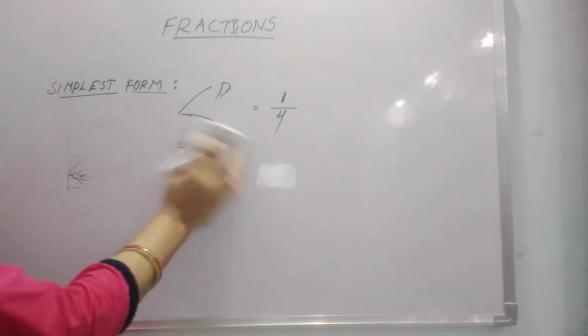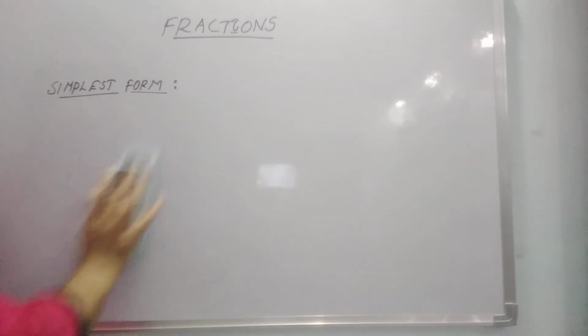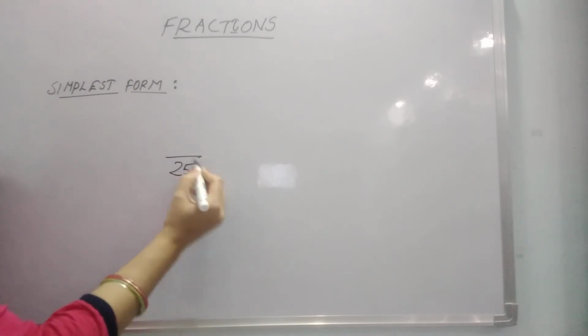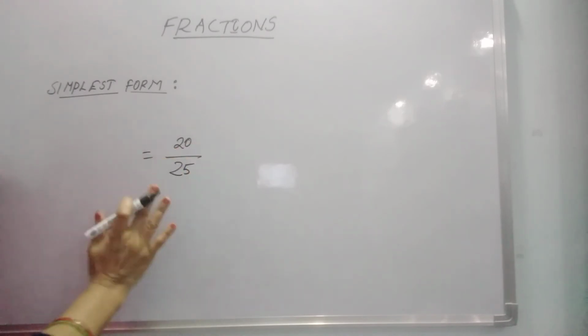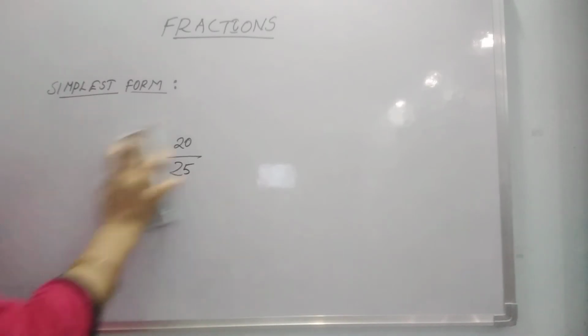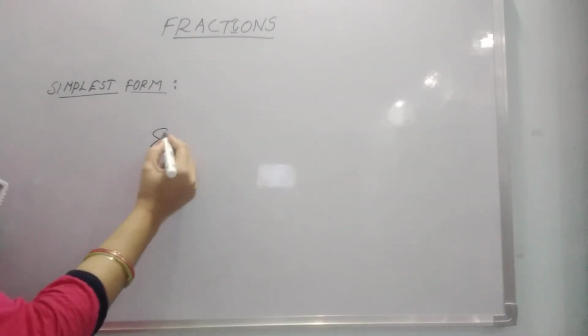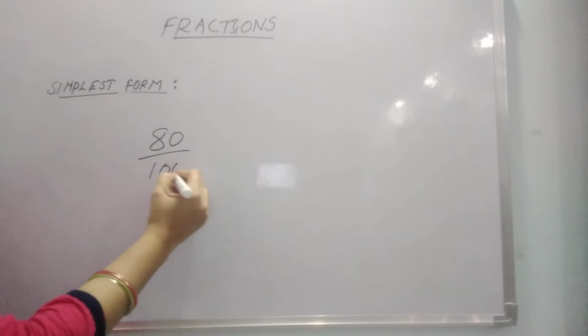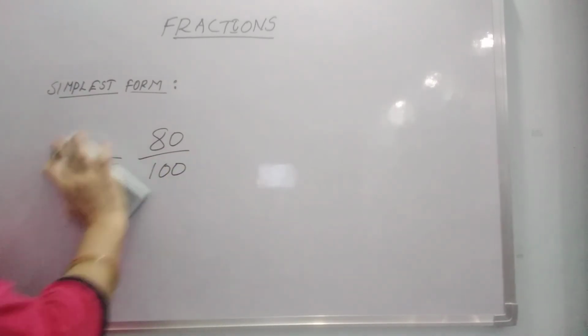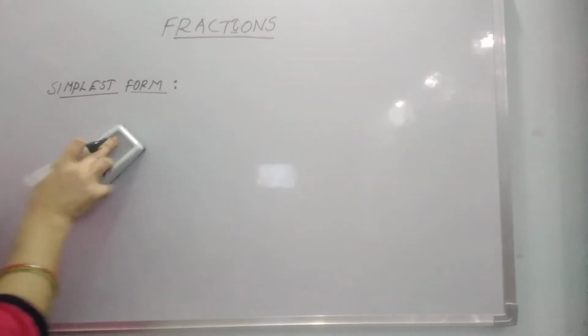If you got marks 20 out of 25, how can you write 20 out of 25? Here also we can write it as a fraction. If you got 80 out of 100 marks, how can we write it? You can write it like this. So we use fractions in this particular method.